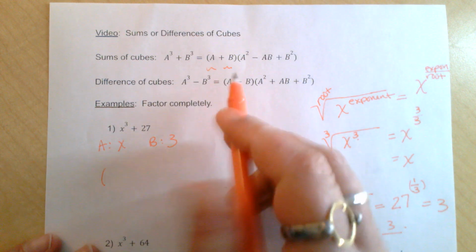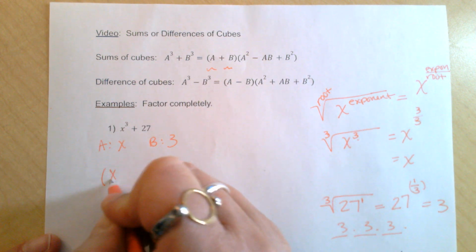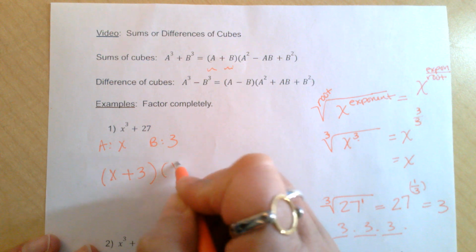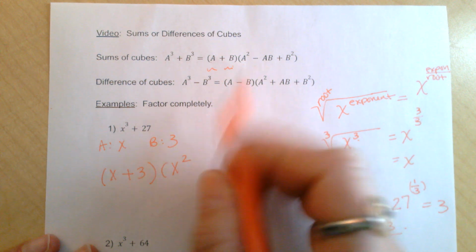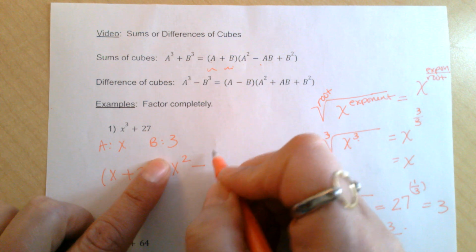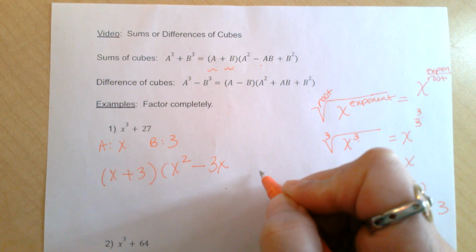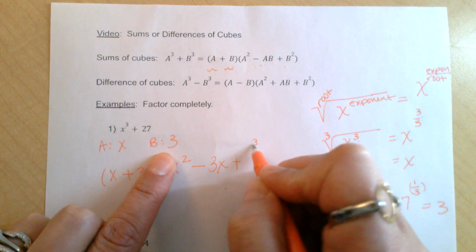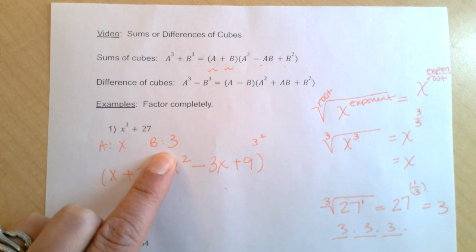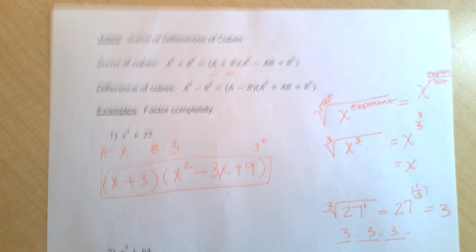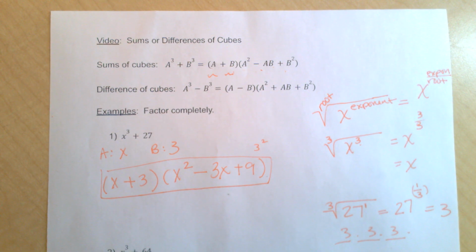Okay, so let's put it in our formula. So A is x plus 3. And then we have a squared, which is x squared, minus. And so this is A times B. So 3 times x is 3x, plus b squared is 3 squared, which is 9. And this is our answer of it being factored.